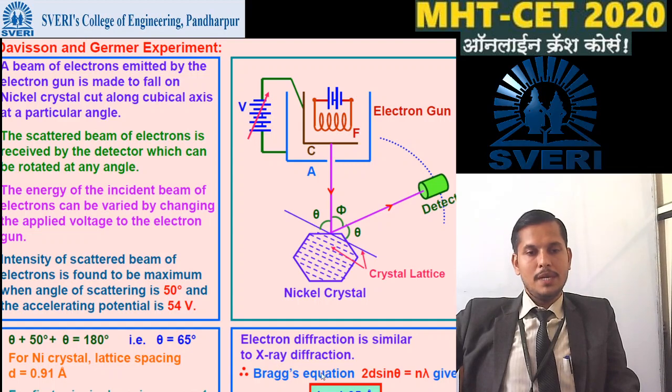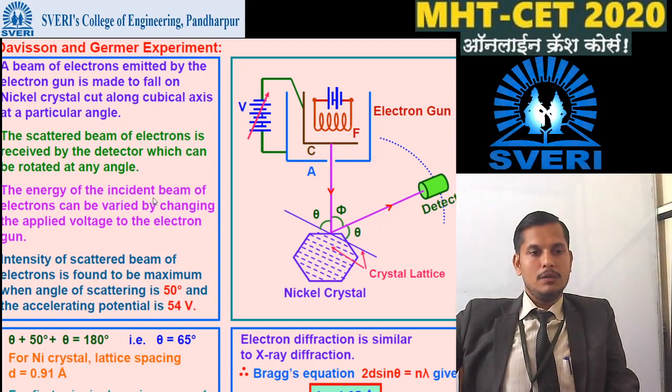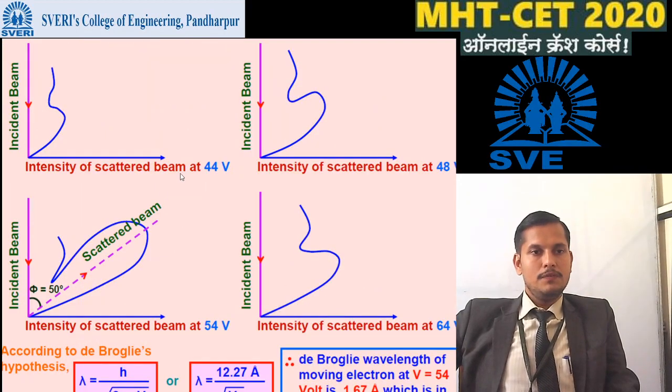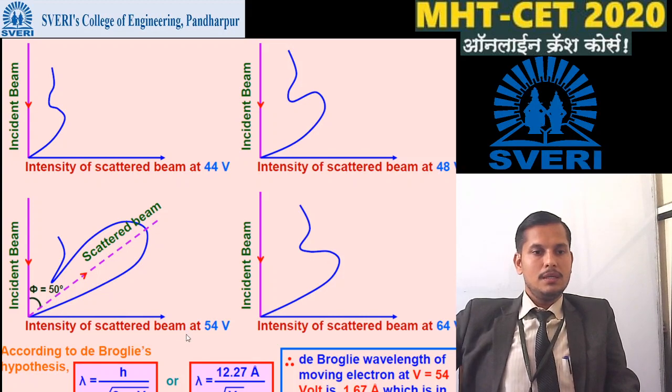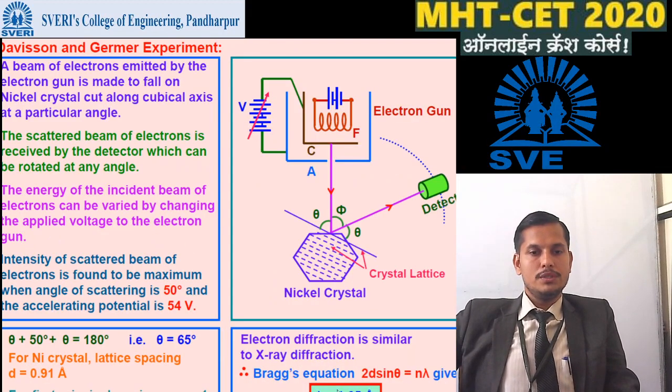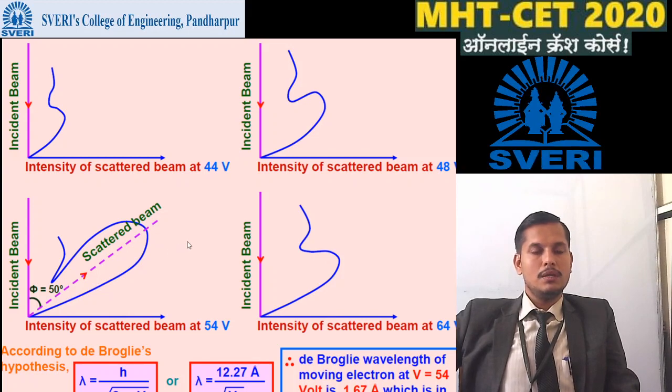So we know Bragg's equation, that is 2d sin theta is equal to n lambda. We compare this with the Davisson and Germer experiment calculation, and we can prove how these particles also have wave nature, that is matter waves. At different intensities with different accelerating potentials, at 50 degree angle and at 54 volt, we get the maximum intensity, which is shown in this graph clearly. The de Broglie wavelength of a moving electron at V equal to 54 volt is 1.67, which is in close agreement with 1.65, that is lambda from Bragg's equation. So it is practically proved that matter waves exist.